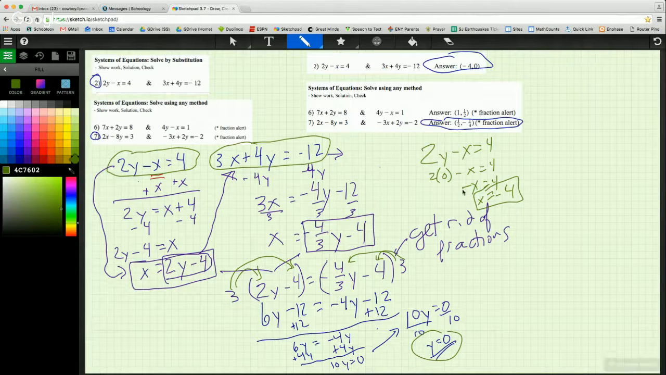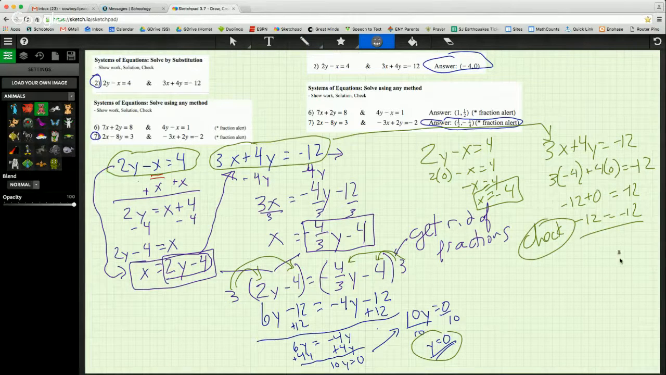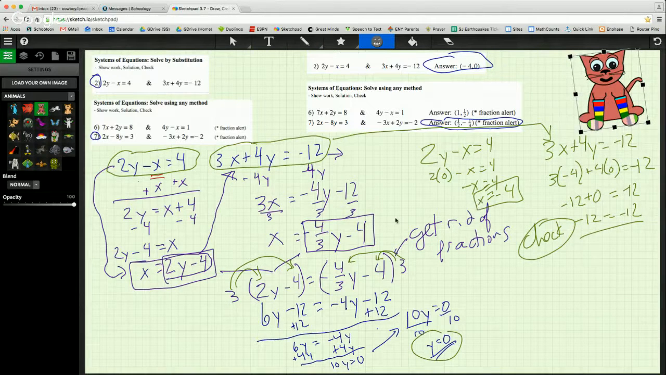All right, now we have to check using the other equation. So we're going to take this equation here and say 3x plus 4y equals negative 12. 3 times negative 4 plus 4 times 0. Oh, it's looking good. Negative 12 plus 0 equals negative 12. Negative 12 equals negative 12. Check. All right, and when we get that, we go happy cat, and we have solved.